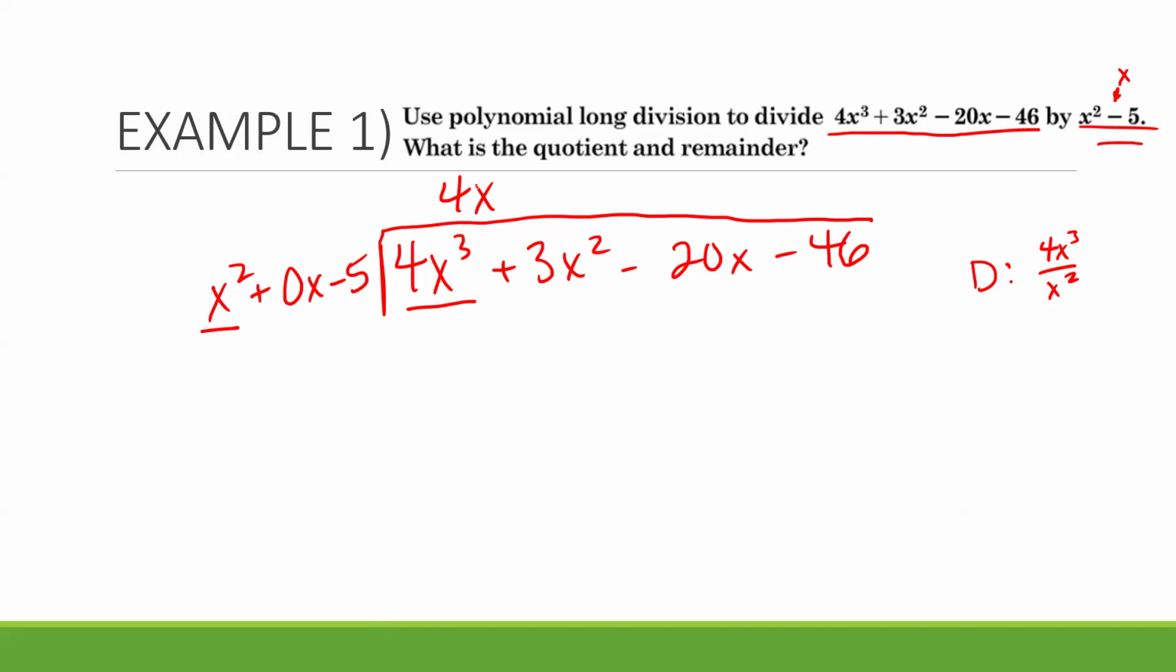Nope. We divide it. So the quotient goes in the top. All right. Are you with me? What comes after the D? Multiply. So I'm going to multiply my quotient to every term in my divisor. So it's going to become 4x times x squared plus 0x minus 5.